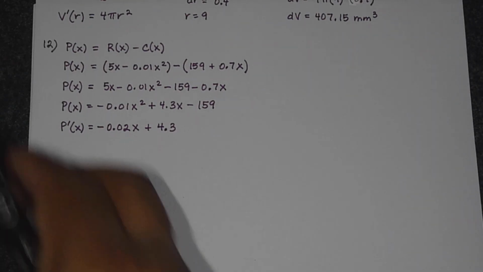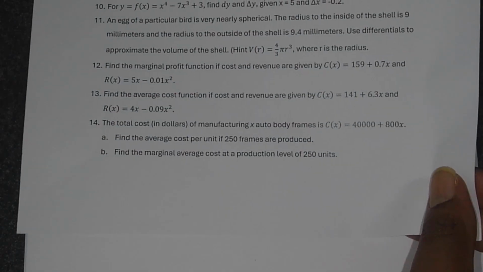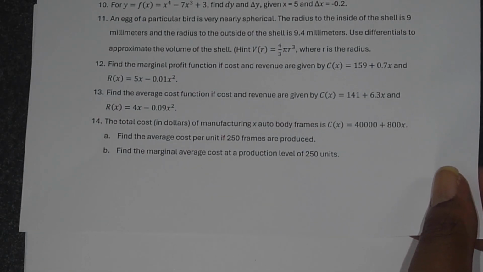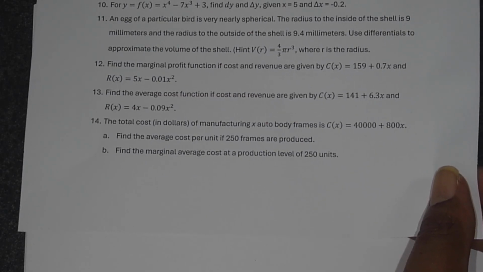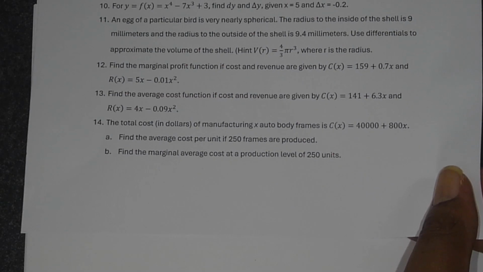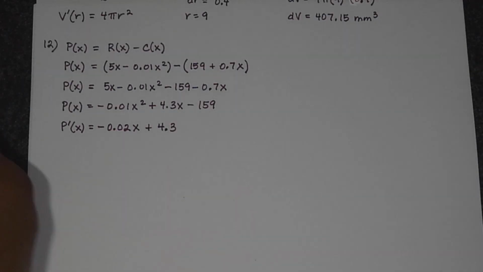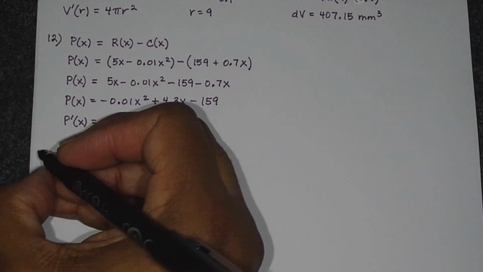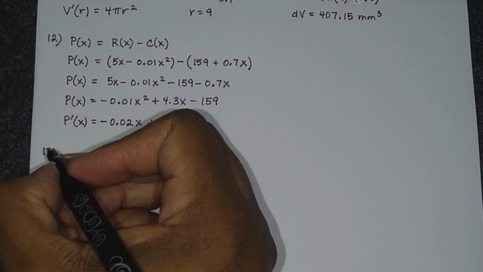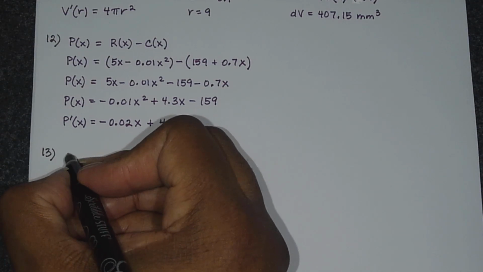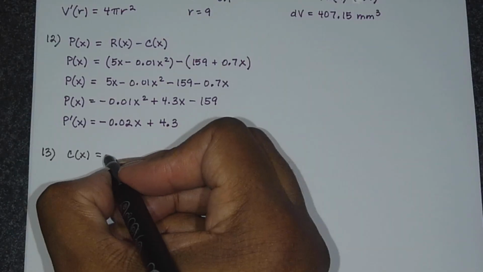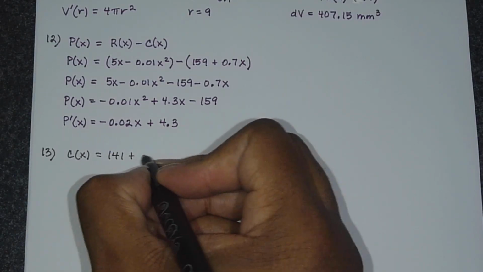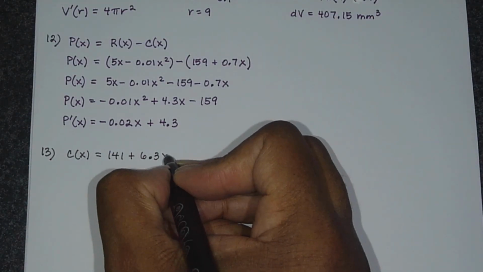Okay, problem number 13 is finding the average cost function if cost and revenue are given by C of x is equal to 141 plus 6.3x and R of x is equal to 4x minus 0.09x squared. Now read that problem very carefully because they want the average cost function. So the only thing you want to focus on is just the cost function itself, which is in this case, C of x is equal to 141 plus 6.3x.